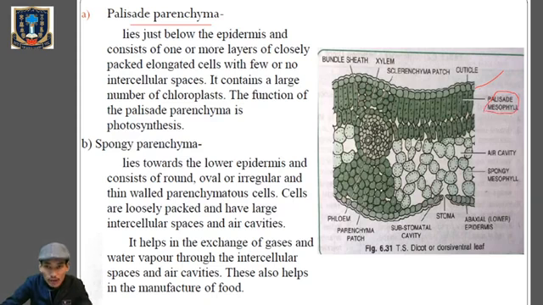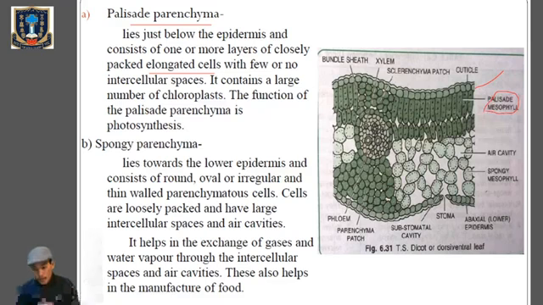Okay, and the cells of palisade mesophyll are generally elongated cells. Clear? And here we can find few or no intercellular spaces. That means the space between the two cells. So here the intercellular spaces may be few in number or absent, but it contains a large number of chloroplasts, and since it contains a large number of chloroplasts, it will help in the process of photosynthesis. And all of you know what is photosynthesis, right?